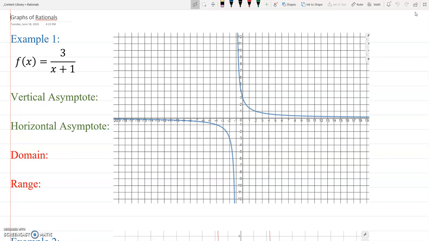All right, the only new thing that you might not know up on the board right now is this word right here, asymptote. That is pronounced asymptote. So that's what that word is.